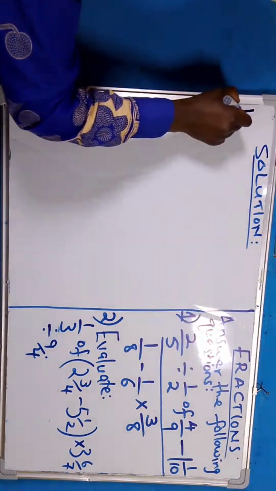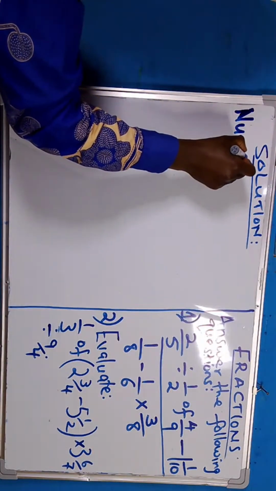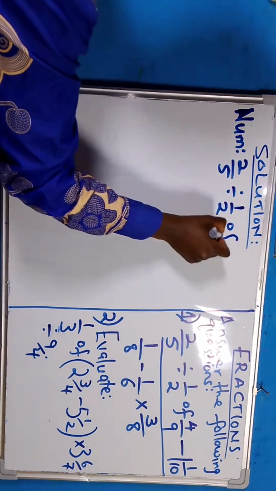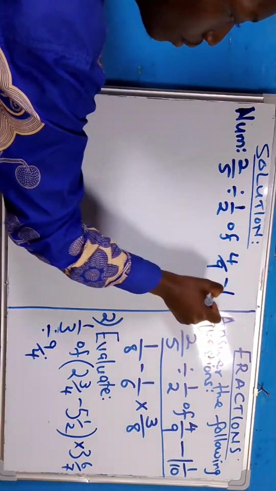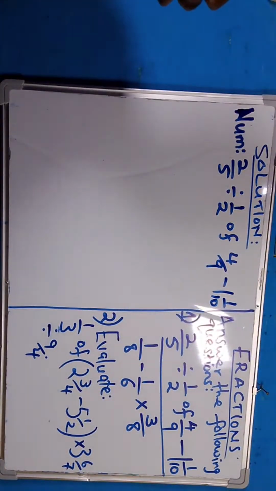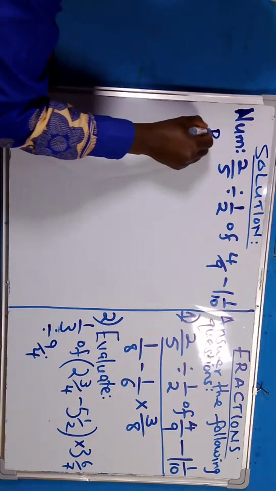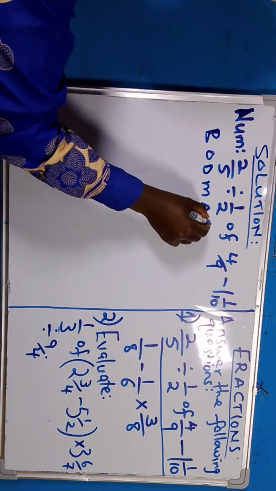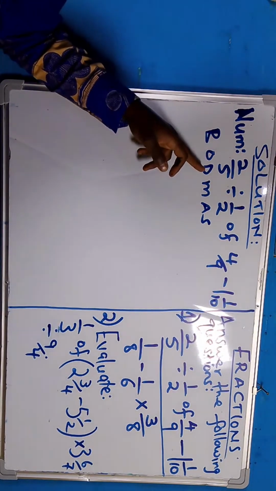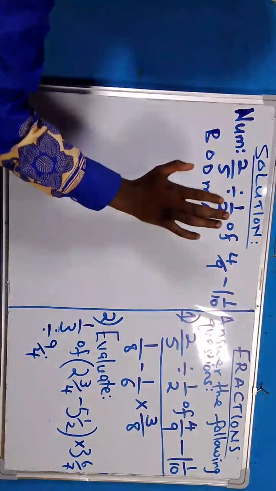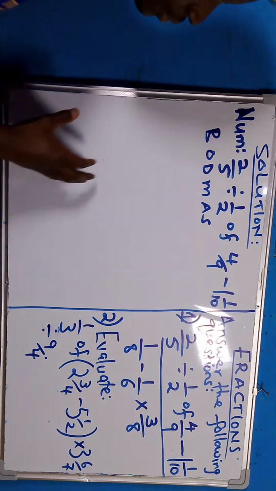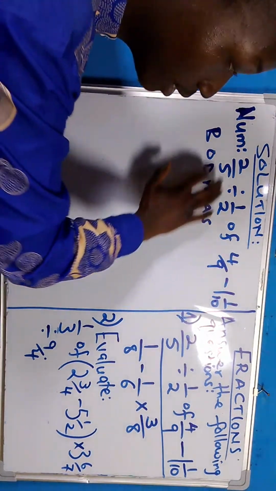So we will now start with the numerator. The numerator alone is 2 over 5 divided by a half of 4 over 9 minus 1 whole 1 over 10. So we will first solve our numerator, and we will apply the rule of BODMAS, where B represents brackets, O represents of, D represents division, M multiplication, A addition, and S subtraction. We are now going to use this order of BODMAS to answer this question.